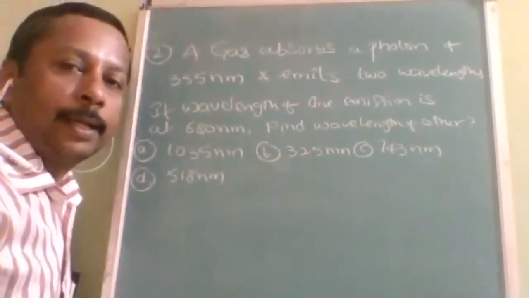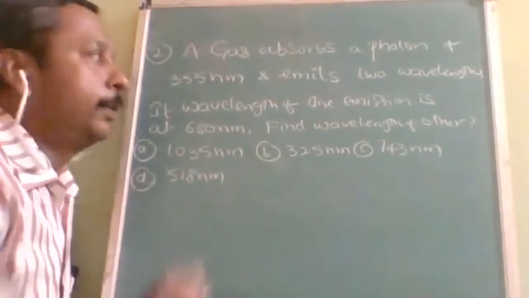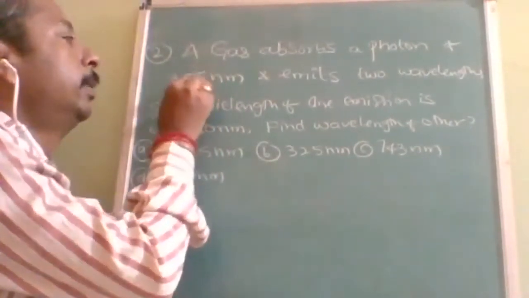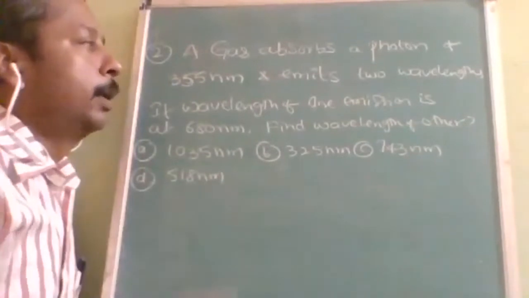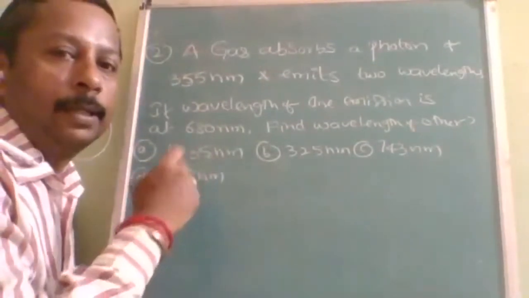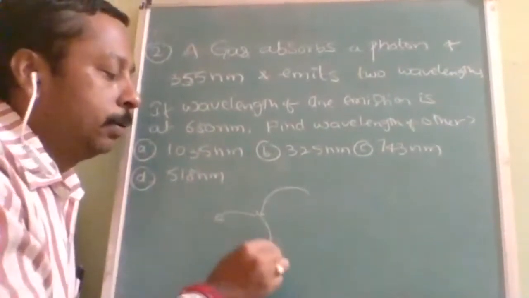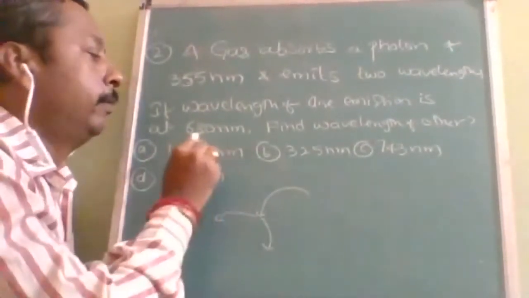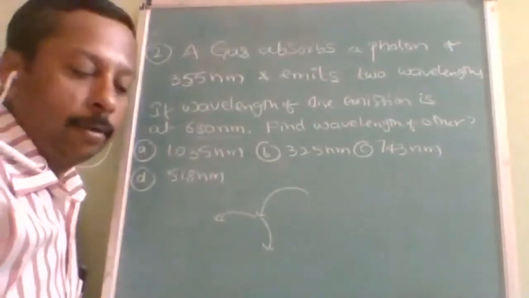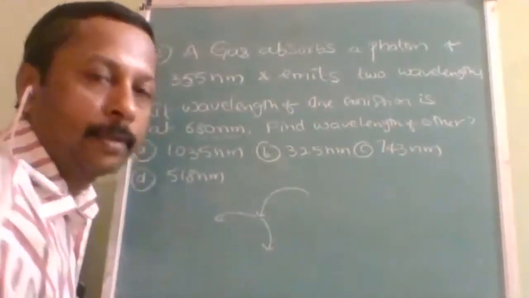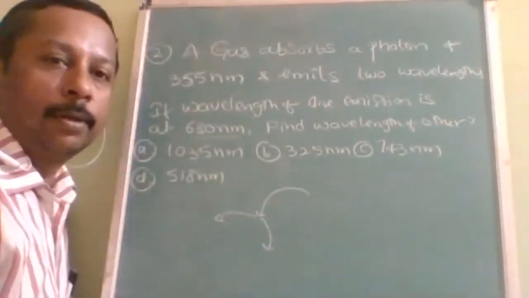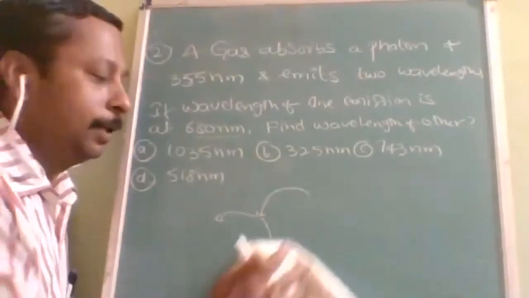Here a gas absorbs a photon of 355 nanometer. Absorption is in one wavelength, but it emits in two wavelengths. One wavelength is given, and another wavelength you have to find out. Is it understood? Now I think you can do it. Give it a try. Let's see.